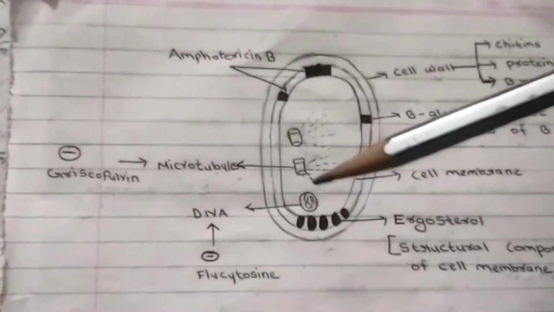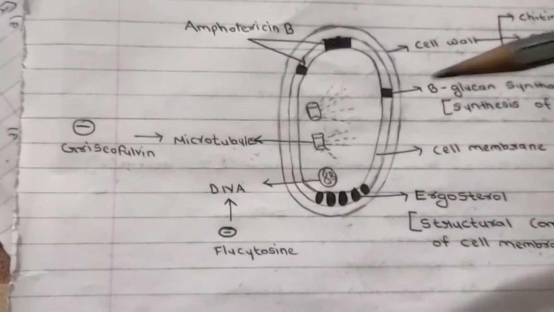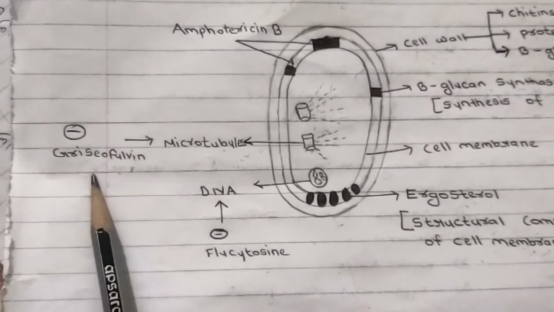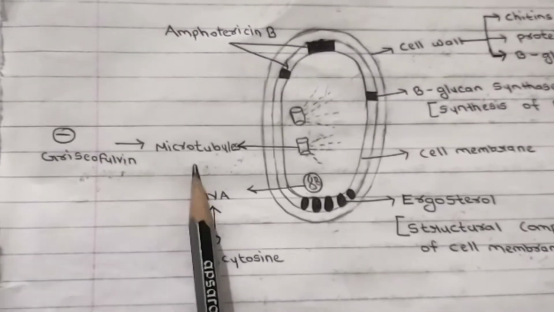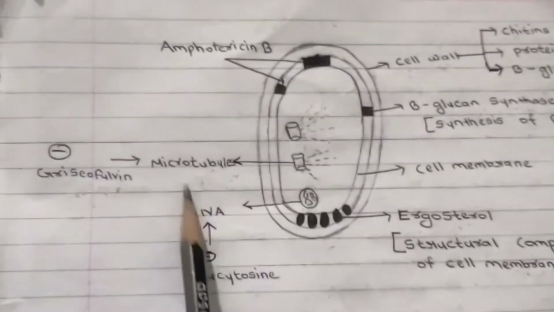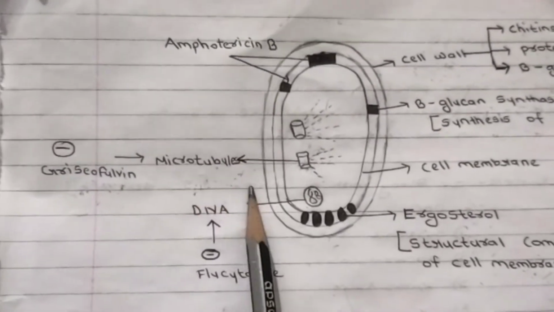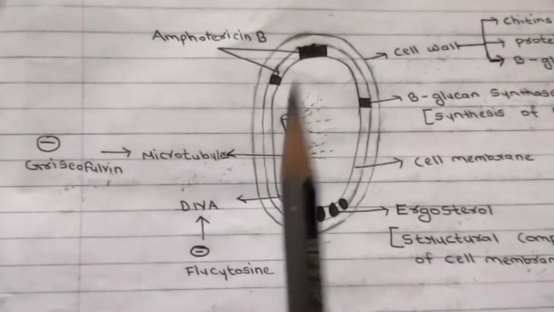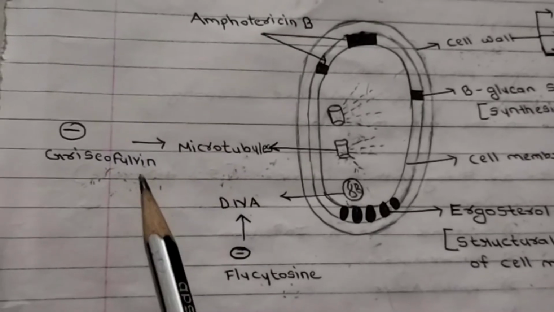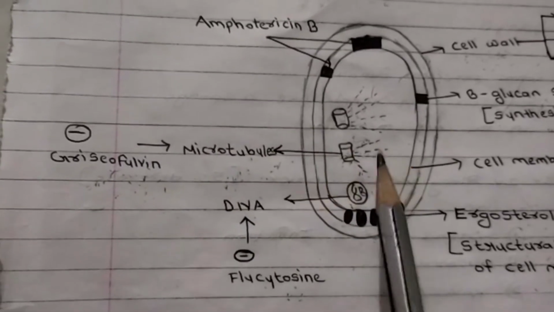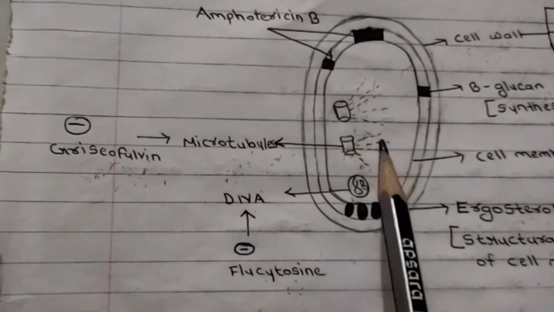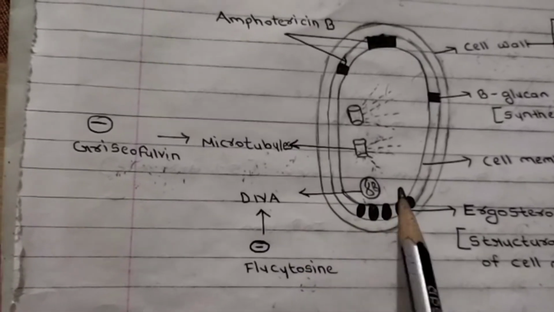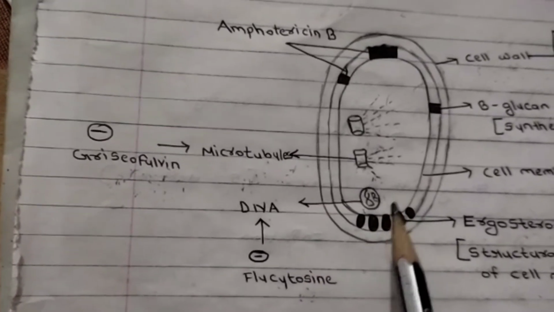So now we are moving towards another most important group of antifungal drug, that is griseofulvin and flucytosine. So griseofulvin is a group of antifungal drug which will act on the microtubule. So first of all, what do you mean by microtubule? Microtubules are nothing but the small structure that is present in the cytoplasm and that is responsible for the multiplication of fungus. So the mechanism of action of griseofulvin is to prevent the fungi from multiplication by directly acting upon the microtubules, right? Another antifungal drug like flucytosine will act on the DNA molecule and prevent the DNA synthesis.